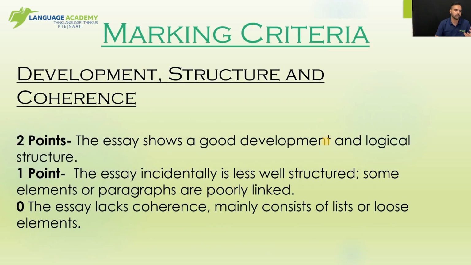And if you follow the template, you don't really need to worry about anything. Next 2 points are for your development, structure, and coherence. What does this mean? In simple language, this means that the ideas you have mentioned within the essay are interconnected. So there should be a relation between each and every idea, each and every sentence, and your ideas should go in a flow. For this as well, you have to use a lot of connectors to demonstrate my ideas or my messages or my sentences are interconnected.